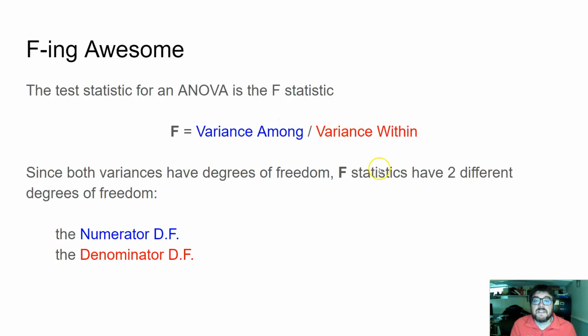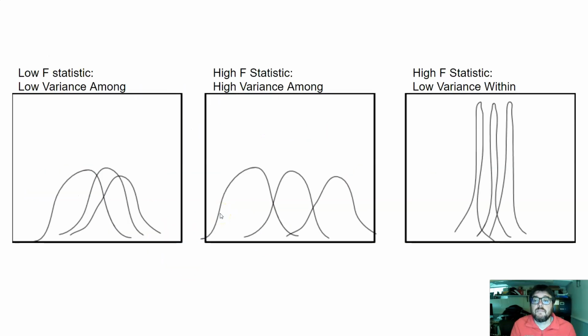So each of these variances has its own degrees of freedom. So the F distribution has two different parameters that are confusingly both called degrees of freedom: the numerator degrees of freedom and the denominator degrees of freedom. So here's an ugly cartoon that I made showing some different cases.